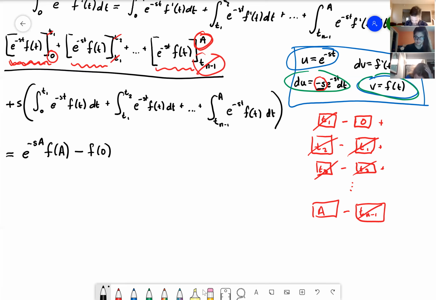Now this next part, we're going to make another assumption. We're going to assume f is continuous. So we've assumed that f prime is piecewise continuous. f is continuous. Well, if f is continuous, then when we take the integral of all of the pieces, that's the same thing as just taking the integral of the whole function. So we get plus s times the integral from 0 to a, e to the minus st, f of t, dt.